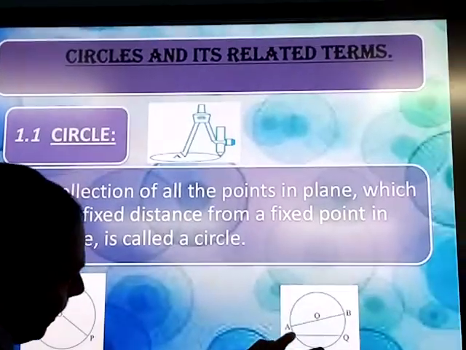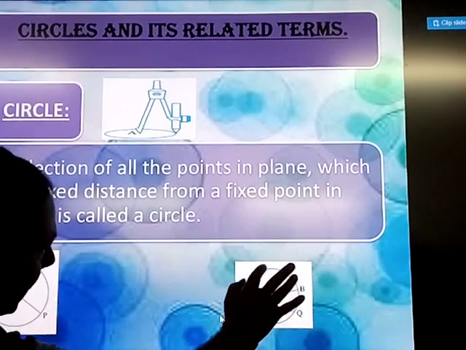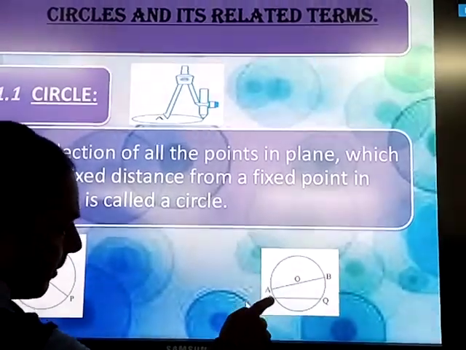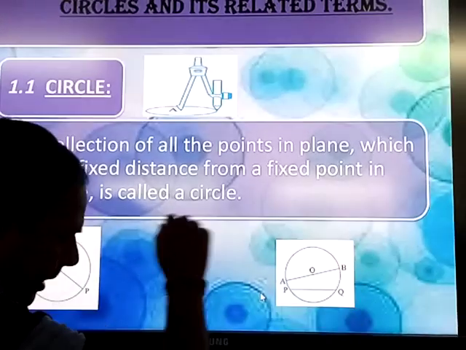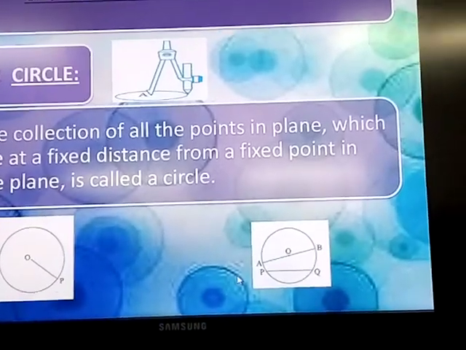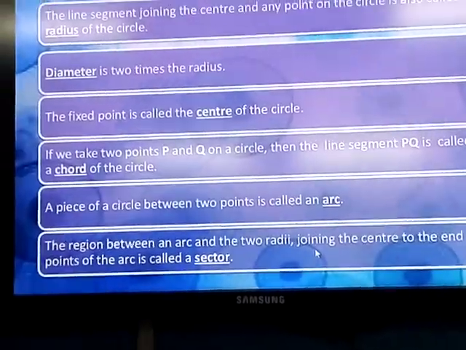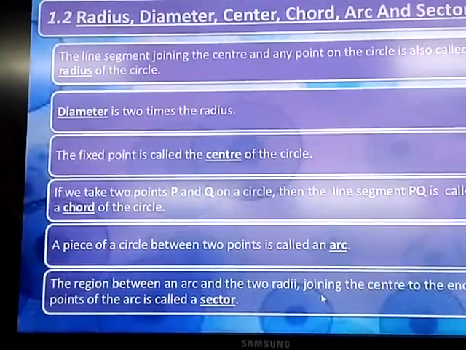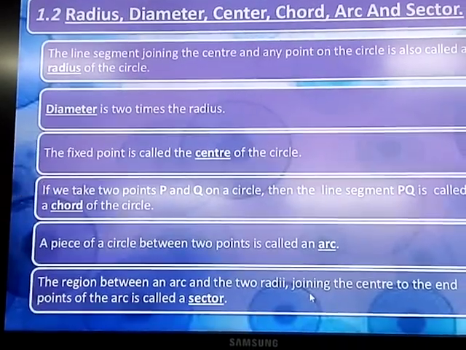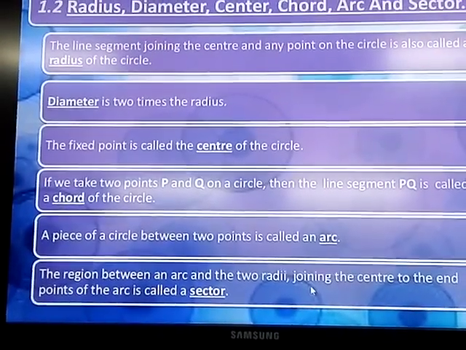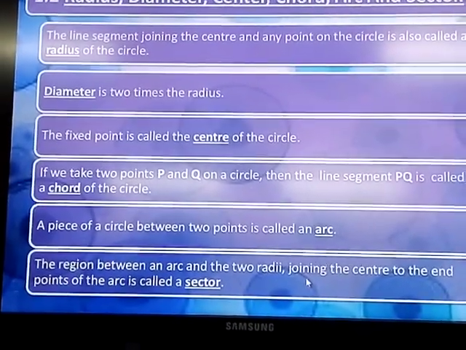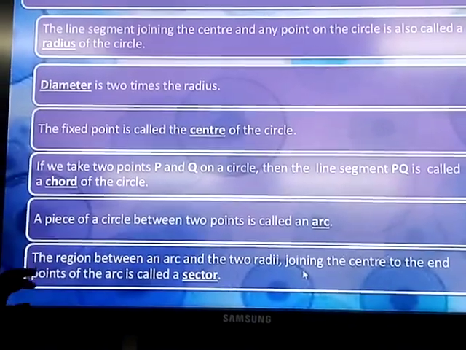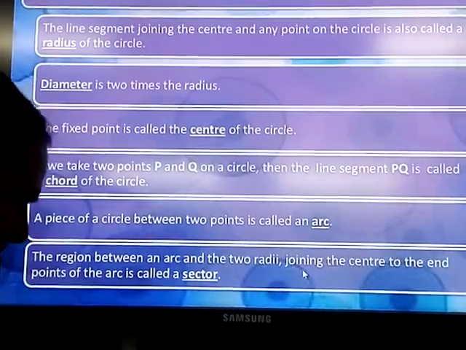Suppose that this is one part, this is another part. This is an arc, this is another arc. This is the minor arc, this is the major arc. This means a chord divides a circle into 2 parts. One part is known as the minor arc, another part is known as the major arc. And the complete region of the circle between 2 radii is known as a sector.